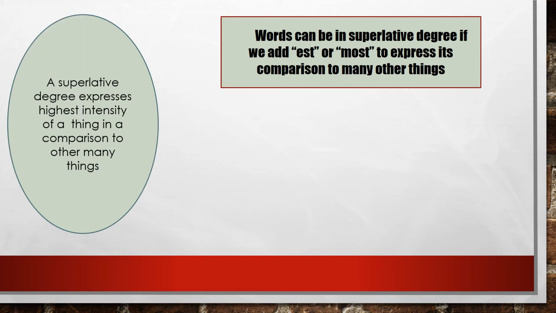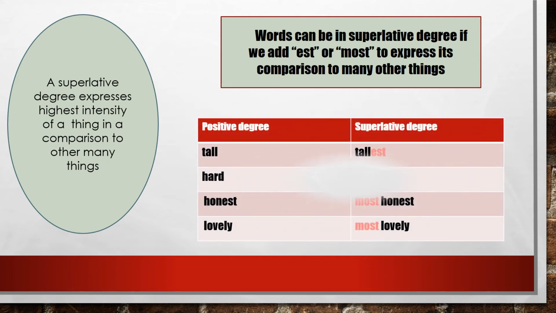So you have to remember that a superlative degree expresses the highest intensity of a thing in comparison to many other things. Words can be in superlative degree if we add est or the word most to express its comparison to many other things. Okay, so let's talk about the table. So we have the column for positive degree and superlative degree.